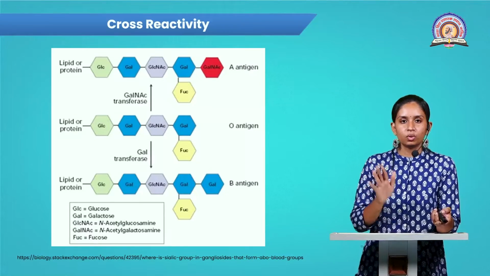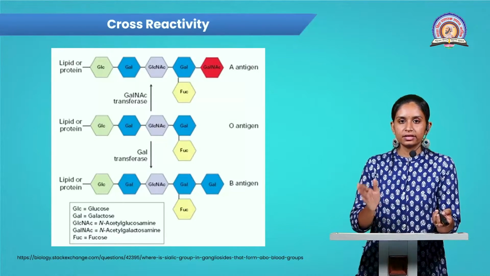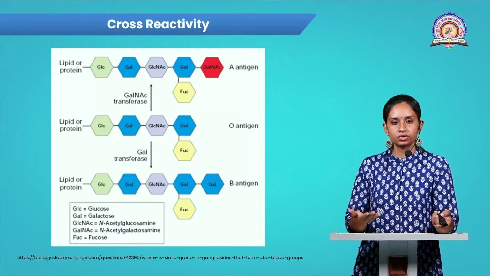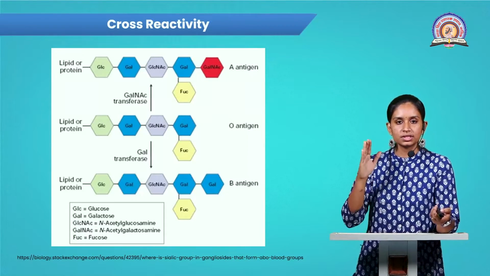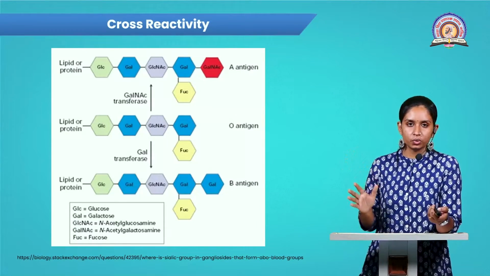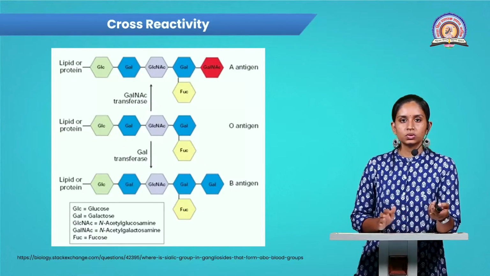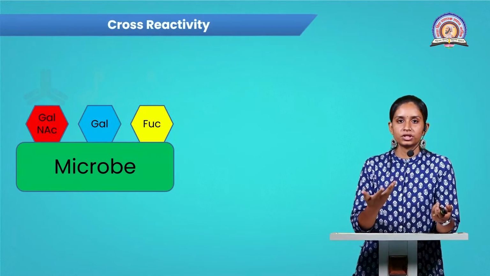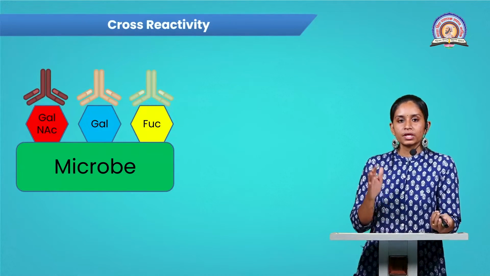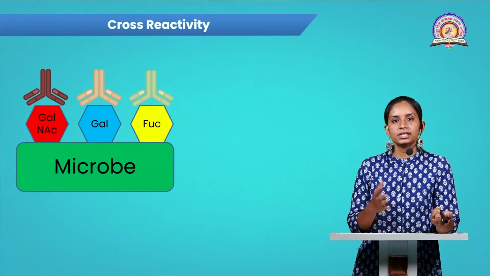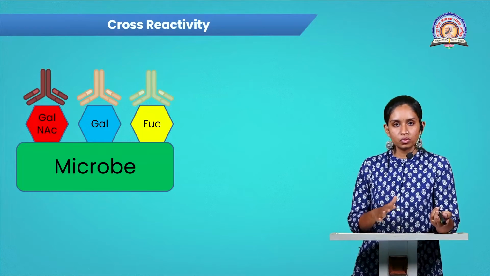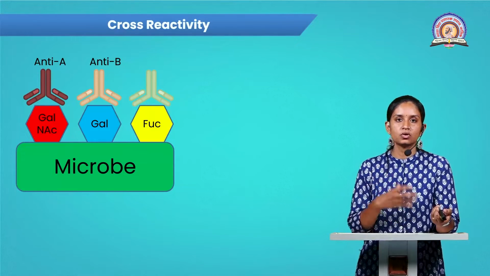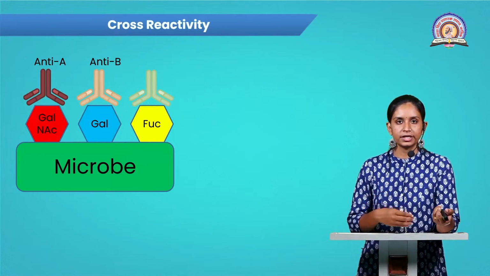So basically, if N-acetyl galactosamine is added on O antigen, it results in the formation of A antigen, and if galactose is added, it results in the formation of the B antigen. So this is the basic biochemistry of your blood groups or blood group antigens. Now we will see how this affects the composition of antibodies present in your serum. As I have told you, these three residues, N-acetyl galactosamine, galactose and fucose, are also present in microbes, and these microbes are present as common gut microflora inside your intestine.